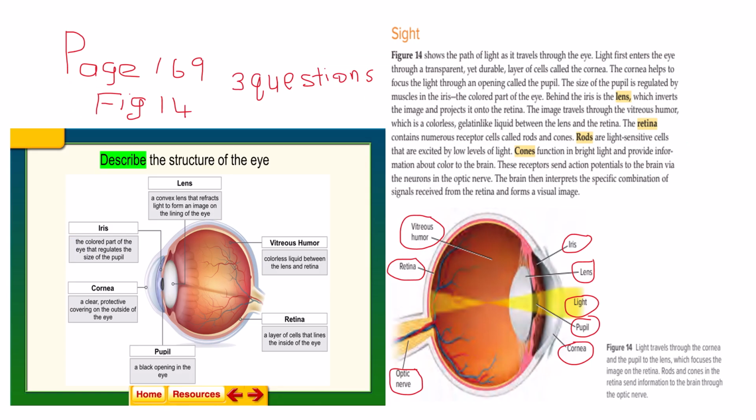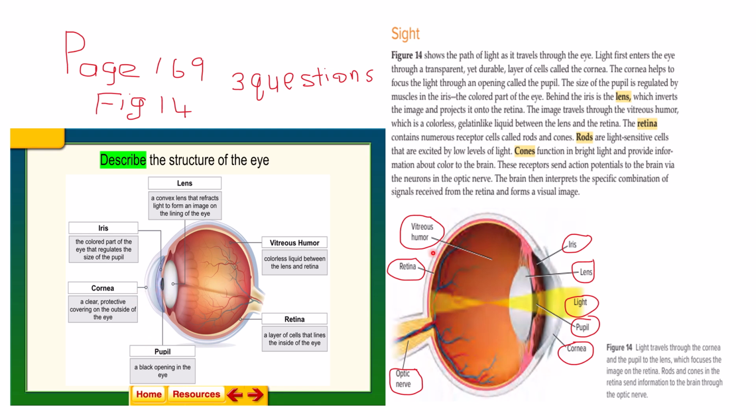Coming next to the sense of sight, which is page number 169, you can expect again 3 questions. How does light enter, and how does it form the image? Here you need to know the structure of the eye and each of its parts, where each is. You might get questions like which part is what, and you need to figure it out.